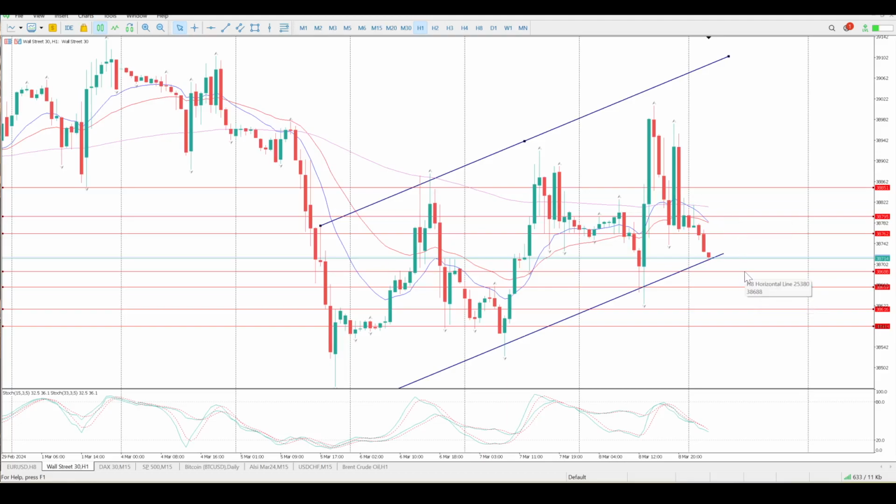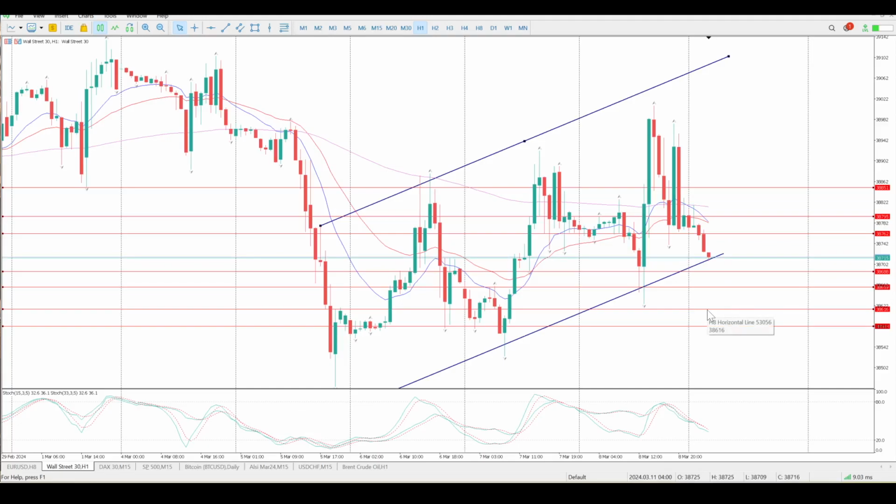But then I'd be looking at 38,688 for support, 38,659, 38,616, and 38,583. I'd be looking for support in those zones. In other words, I'd be taking profit there. Anyway, that's kind of my view at the moment.